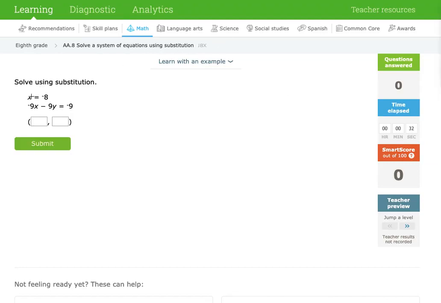Okay, for this one, you should have seen that x is equal to negative 8. That right there is setting up a substitution for you. Wherever you see x, you can substitute it with negative 8. So in the other equation, instead of negative 9 times x, you're going to put negative 9 times negative 8, minus 9y equals negative 9. It doesn't have a variable in its substitution, it's just a number.